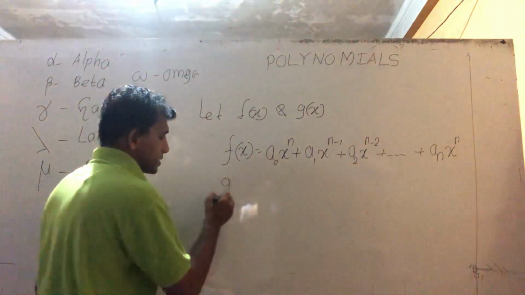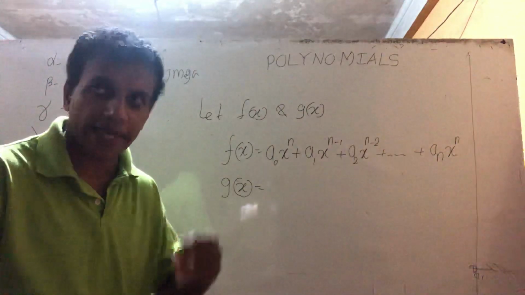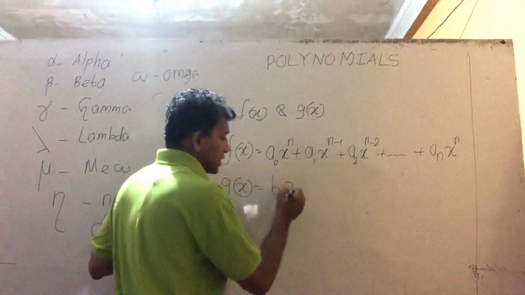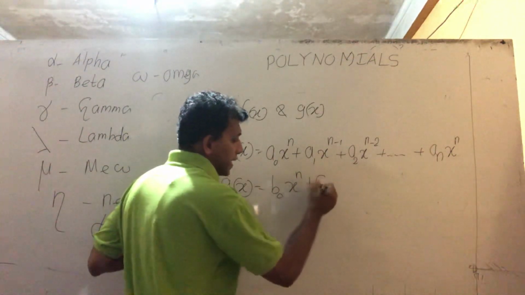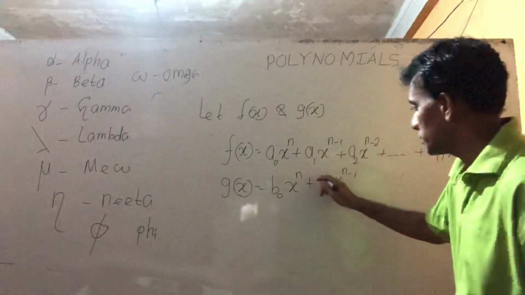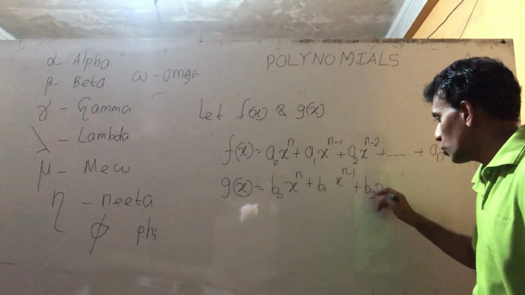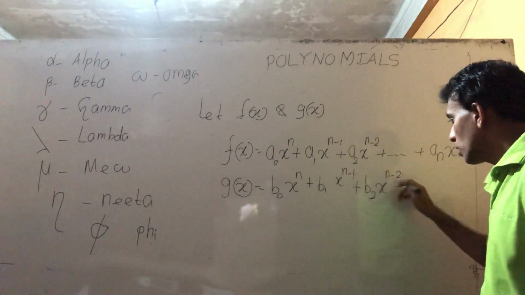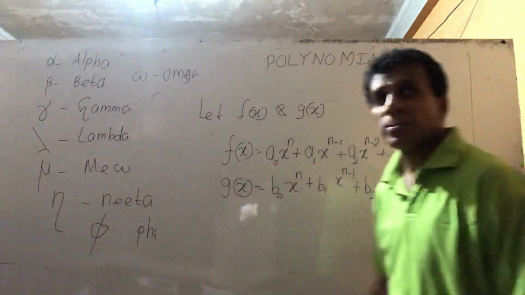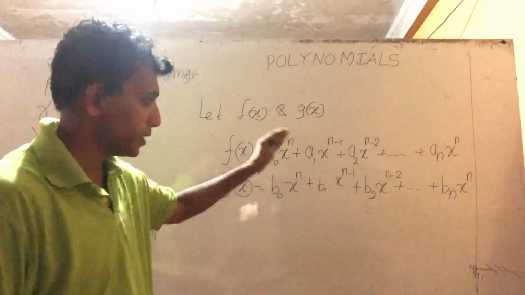Copy this function of x, polynomial in x. Also I show g of x, a polynomial in x, another pattern of the x terms. So I say b here, instead of a put b naught, right? g of x equals b naught x to the power n plus b1 x to the power n minus 1 plus b2 x to the power n minus 2 and so on, say bn. Okay, the two polynomials. I said let g of x and f of x be two polynomials such as this, right?